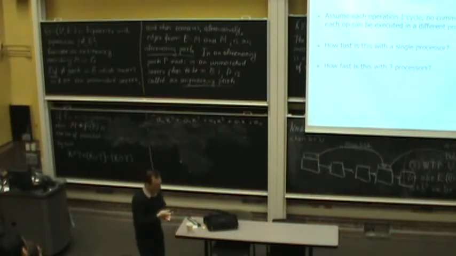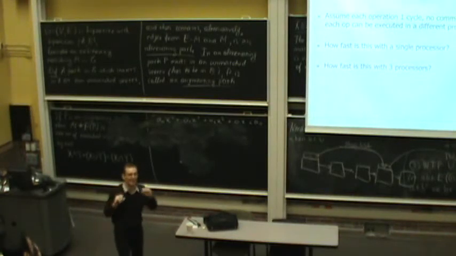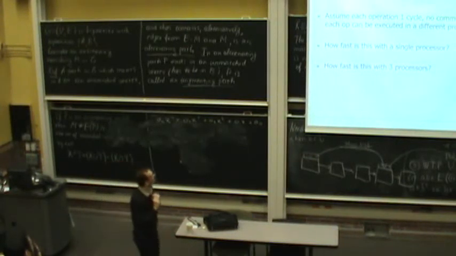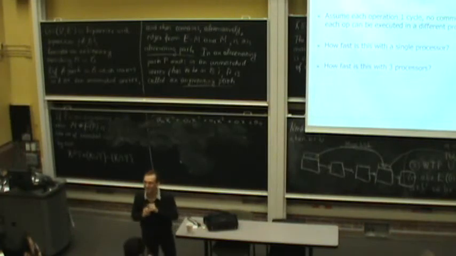Now we're going to make some nice assumptions for multiprocessing. Assume each operation takes one cycle, and you have multiplies and adds here. There's no communication cost between processors, and each operation can be executed in a different processor. You can do a multiply and an add in different processors, and a processor can do only one operation. So how fast can you execute this with a single processor? And how fast can you execute this with 3 processors? That's the question.